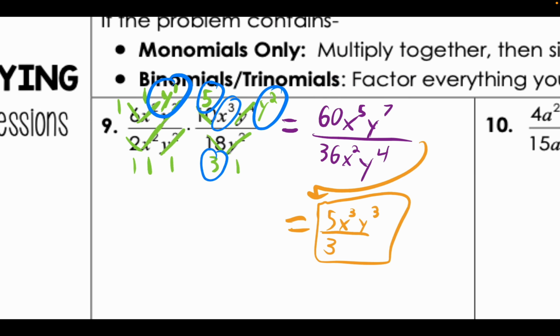So if that's going to be hard for you to keep track of, then multiplying together like you see in the purple, and then go to the orange. But if that makes sense to you, what I just did there, then do the green and blue and then go to the orange. Both get you to the same answer in the orange. It's just 2 different ways.